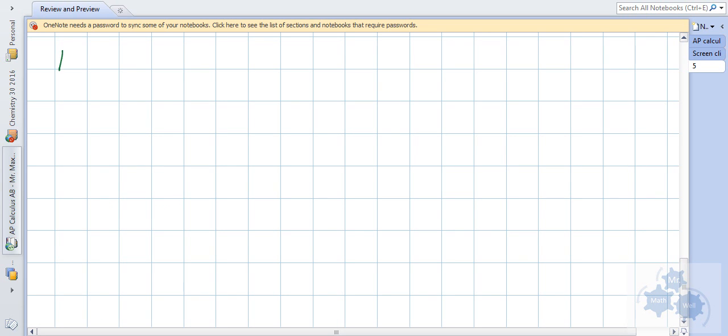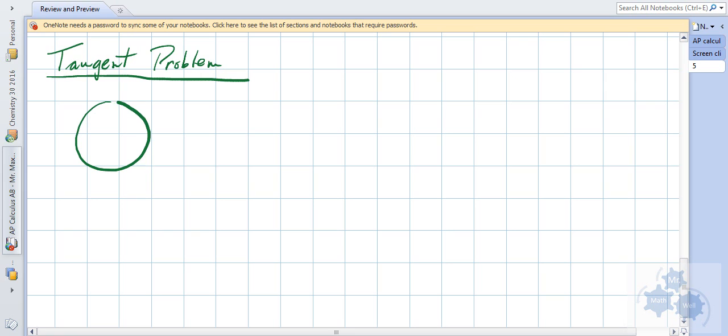Okay, so let's get to the heart of the matter. And again, we talked about this on the first day, the tangent problem. A tangent line, let's say to a circle, okay? A tangent line is a line that would intercept the circle just once. So this would not be a tangent line.